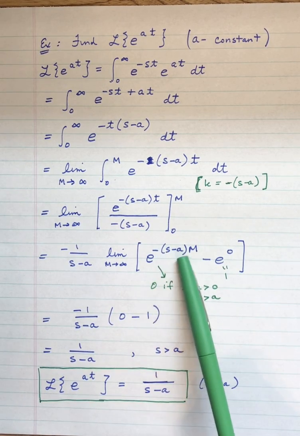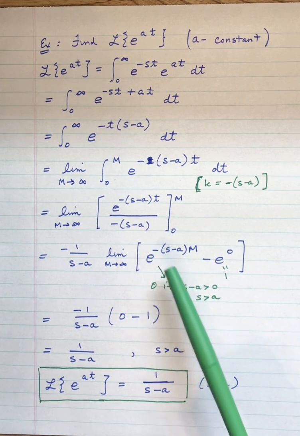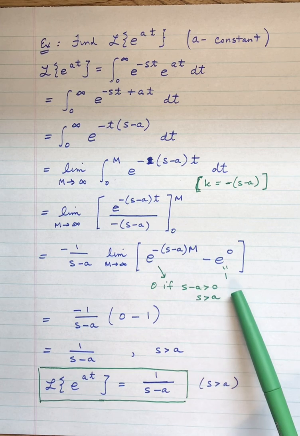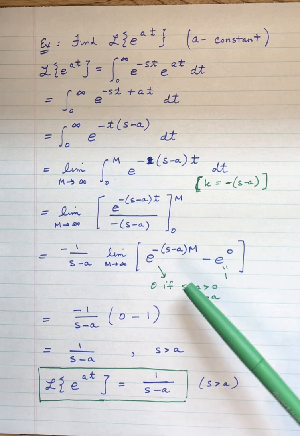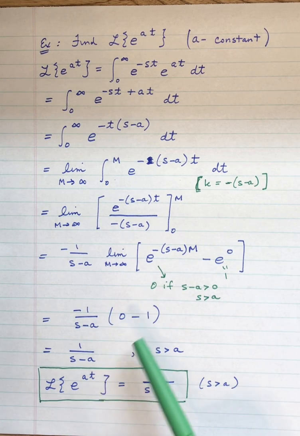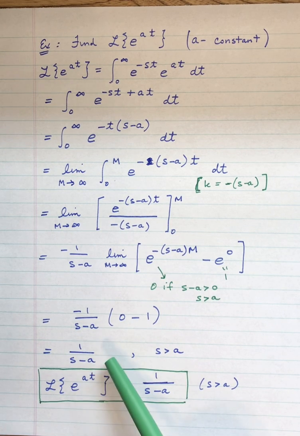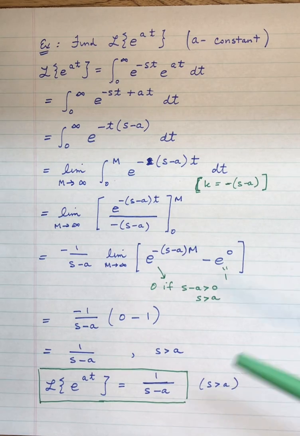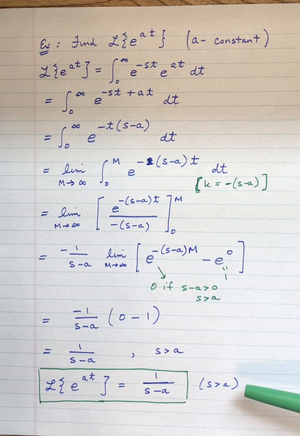Now, as long as s minus a is a positive number, to make this whole thing negative, that means s minus a is positive, meaning s is greater than a. As long as that's true, this part goes to 0. You have 0 minus 1, giving you negative 1 times that negative 1. So the Laplace transform of e to the at is just 1 over s minus a, where s is a number greater than a. So that's a formula.